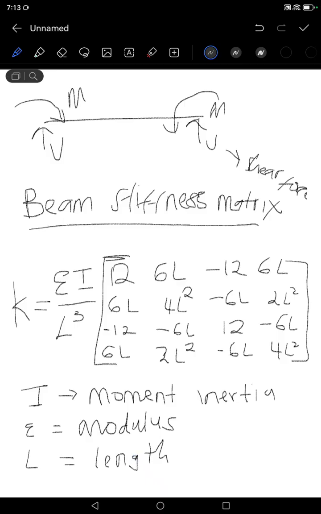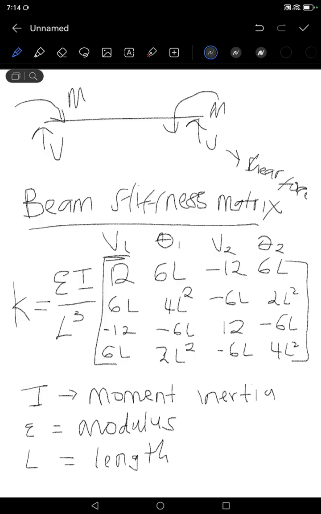Okay, L is length. We're still going to follow everything that we did on the bar and the stiffness. So we'll have the global stiffness. After having the global stiffness, we're going to determine the nodal displacement. Here we're going to have the displacement and rotation. So it's going to be V1 and rotation 1, V2 and rotation 2.